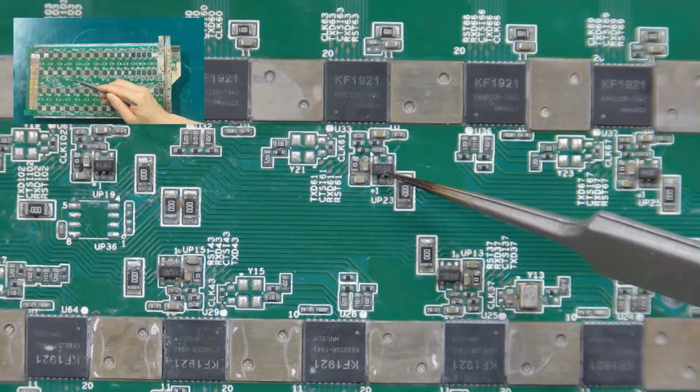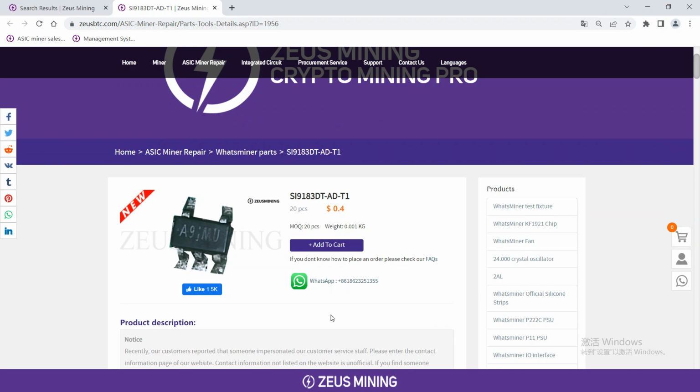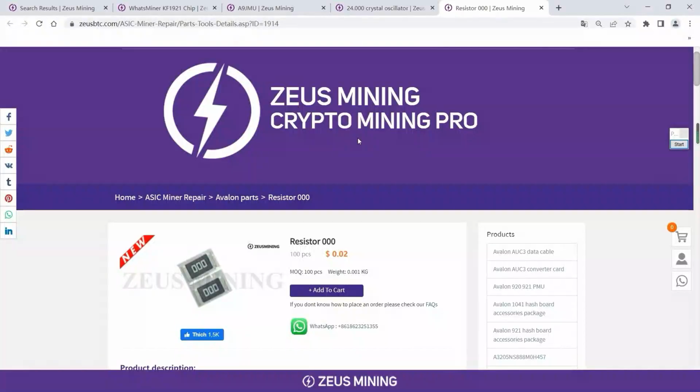The second chip is a 1.8-volt LDO chip. After it is damaged, this domain will not have 1.8-volt power supply, thus affecting the ASIC chip not working properly. The resistance value of this resistor is 0 ohm. When the resistor is in poor contact or damaged, the input voltage of this LDO is abnormal.